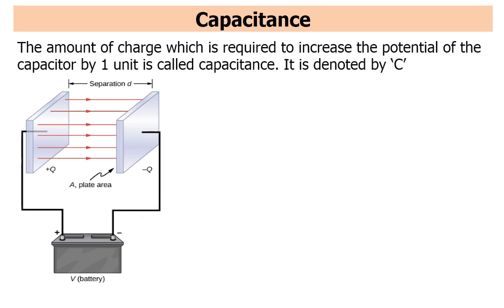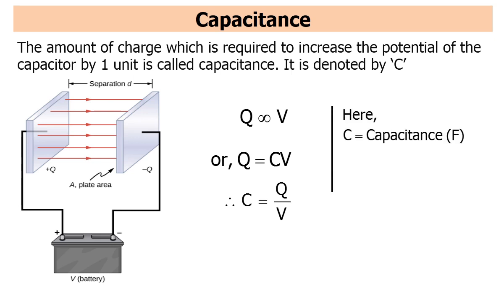If you want to increase the potential of the capacitor by 1 unit, then we have to increase the charge. That means charge is proportional to the electric potential. So we can write Q proportional to V. If we remove the proportional sign, then we can write Q equal to C into V. Here C is the constant which is called capacitance, and if you want to calculate the value of capacitance, then the formula of capacitance will be C equal to Q by V.